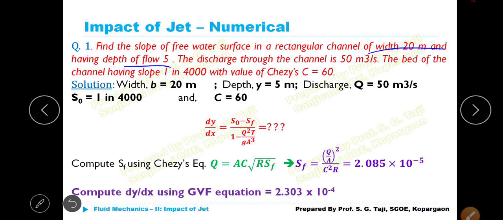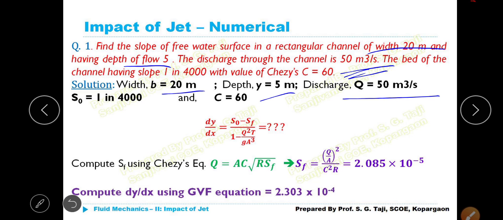The discharge through the channel is 50 meter cube per second. The bed of the channel slope having 1 in 4000 with the value of C constant 60. Right? Write down the data in terms of symbol always. Width B is equal to 20 meter. Depth Y is equal to 5 meter.